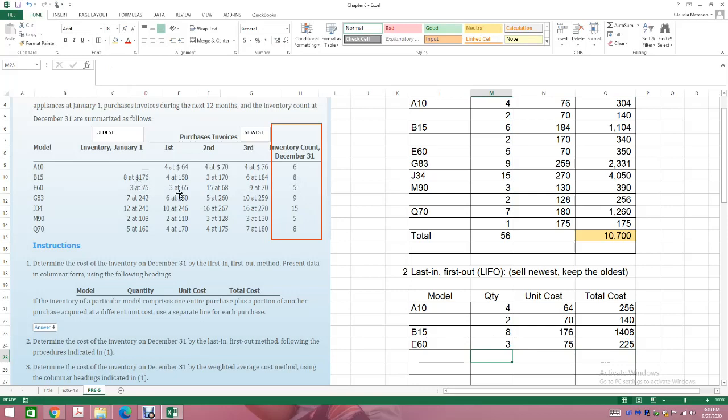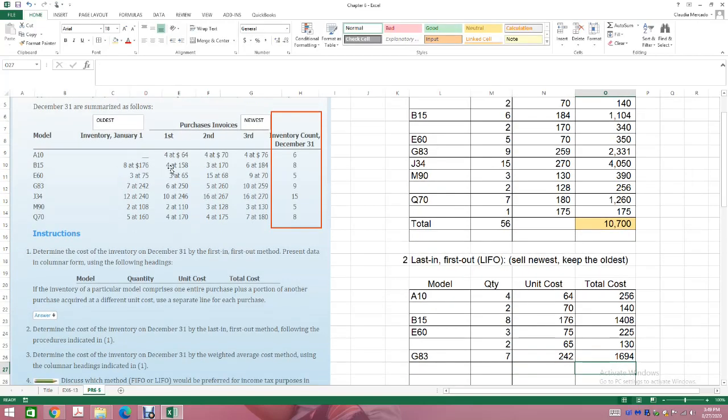So which one's my next oldest? Well, my first purchase. So I need 2 more. So we have 3. I'm going to get 2 out of those. 2 times 65. That'll be 130. We go to the next model. I've got 9 units left for G83. And I'm going to keep my oldest. I have 7 of my oldest, which are my beginning inventory. So I've got G83, and I have 7 at 242. That gives me 1694. I need 2 more. So I'm going to get those 2 from my next oldest, which is my first transaction. So I'm going to get 2 at 250.